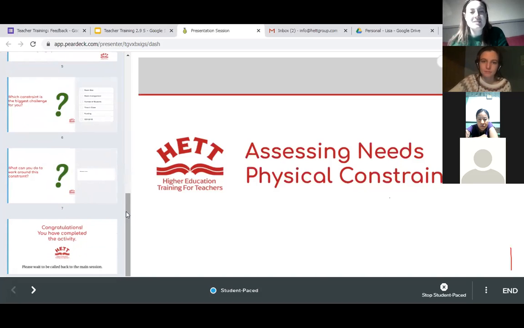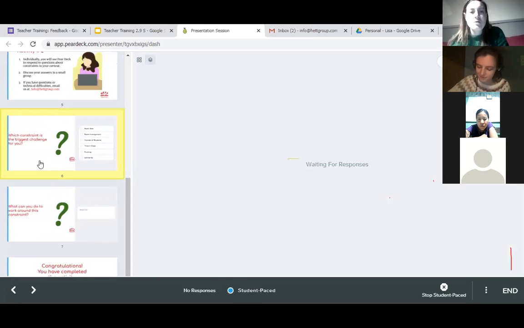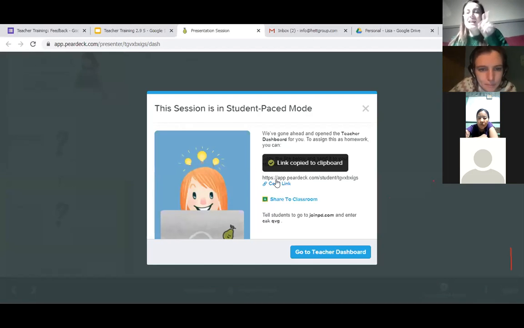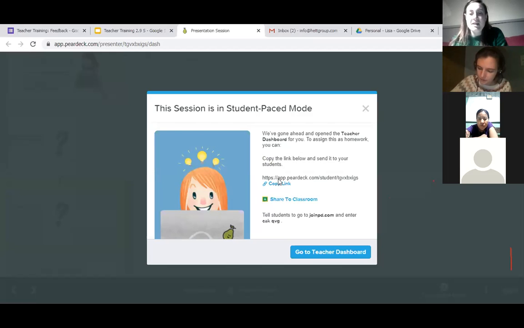But for assignment 2, which constraint is the biggest challenge for you? Please tell me which one is your biggest constraint, and what you can do to work around it. How can you try to solve this constraint? You will work on this individually, and I will give you 10 minutes.